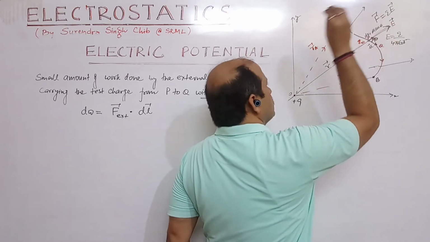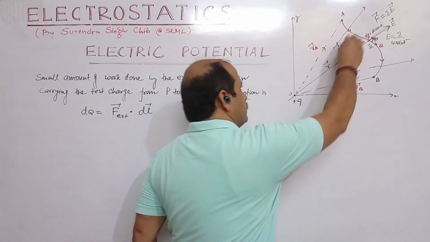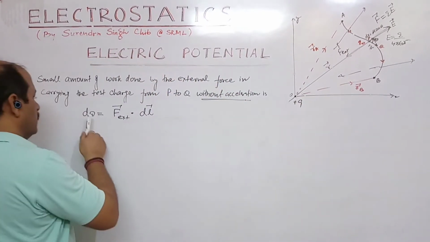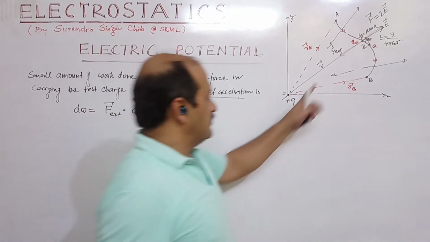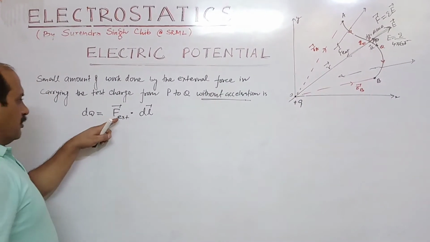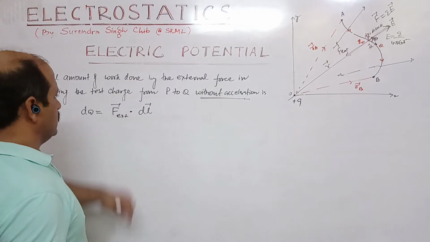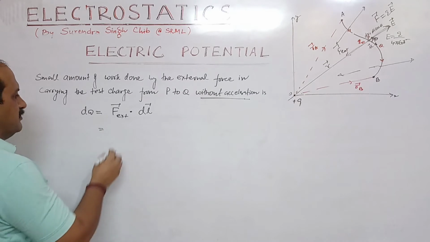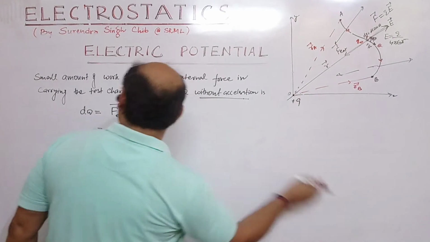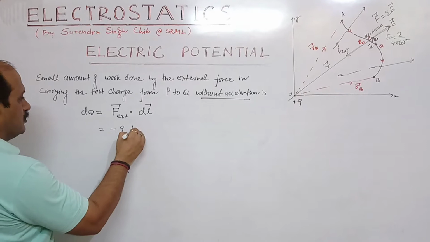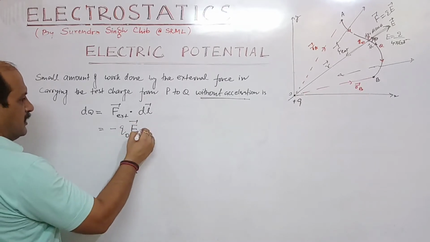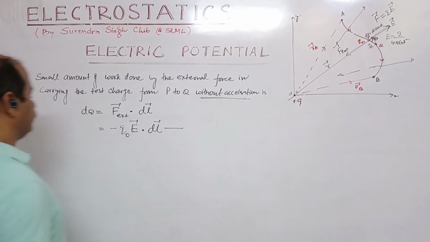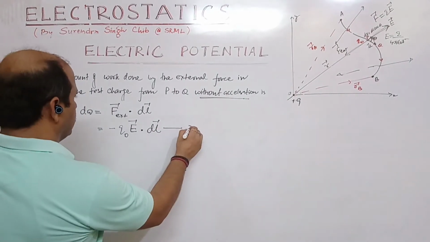If this force is balanced by that force, the net force is zero and there is no acceleration, and the work done by the external force is given by the dot product of external force and the displacement. This is the formula for the work done. Now put the value of external force. What was external force? मैंने यहाँ लिखी थी पहले. It was minus Q naught E, and it is dot dl. This is a very important expression. Say this is 3.